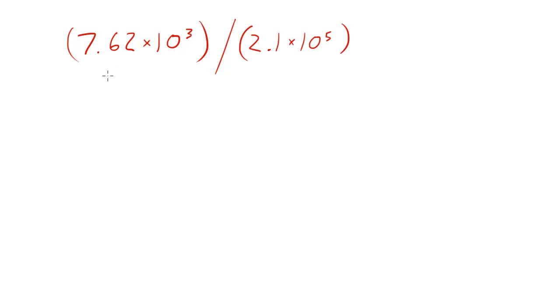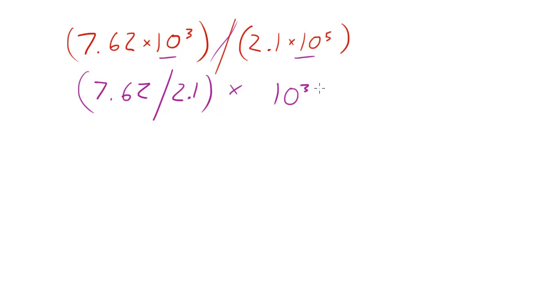So let's go ahead and jump into division with scientific notation. So just like multiplication, we need to pull this number and this number first. So let's go ahead and do that right now. So 7.62 times 10 to the third divided by 2.1 times 10 to the fifth equals 7.62 divided by 2.1, and then once we figure that out, we need to multiply that by this divided by that. So we have 10 to the third divided by 10 to the fifth.